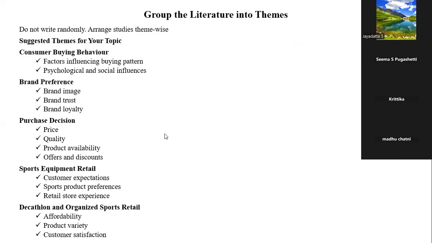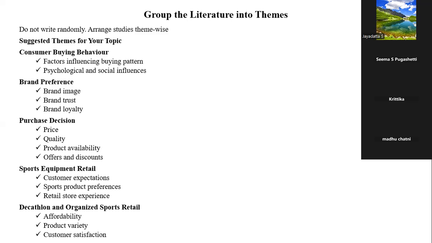Then you have grouping the literature into themes, very vital and very important. Normally, we write a review of literature which may be unrelated or related to the topic; that is not wrong. But we need to understand that preference should be given equally with respect to the topic we have chosen. In this present topic, we consider consumer buying behavior, brand preference, and purchase decision at Decathlon. So there are different keywords or sub-themes in our topic.